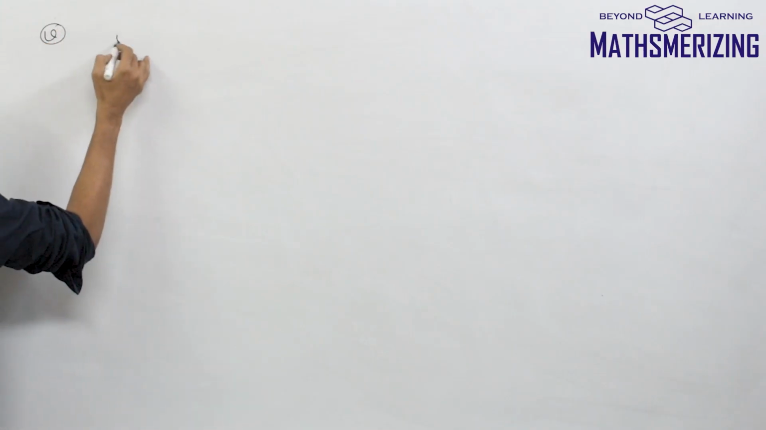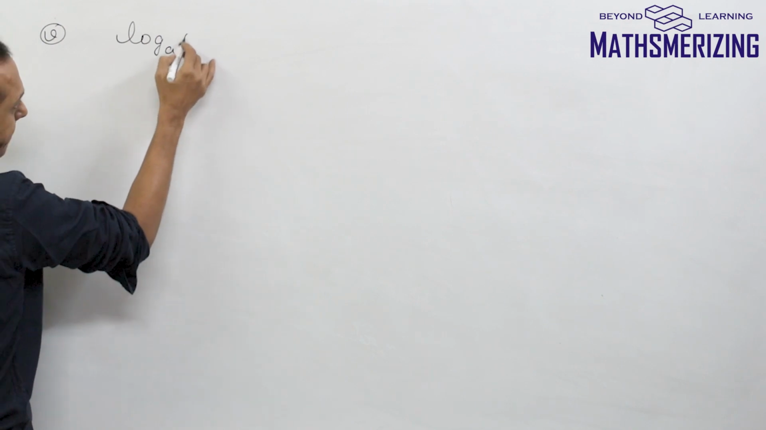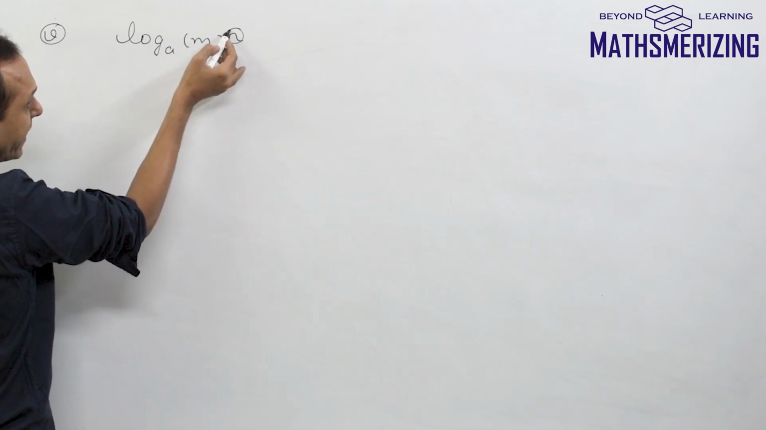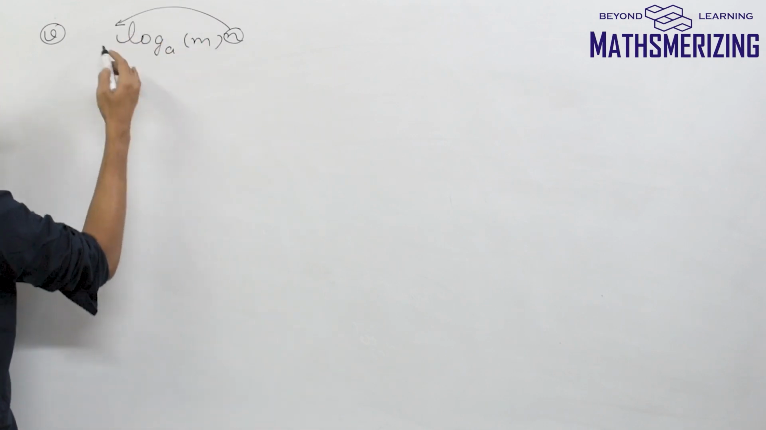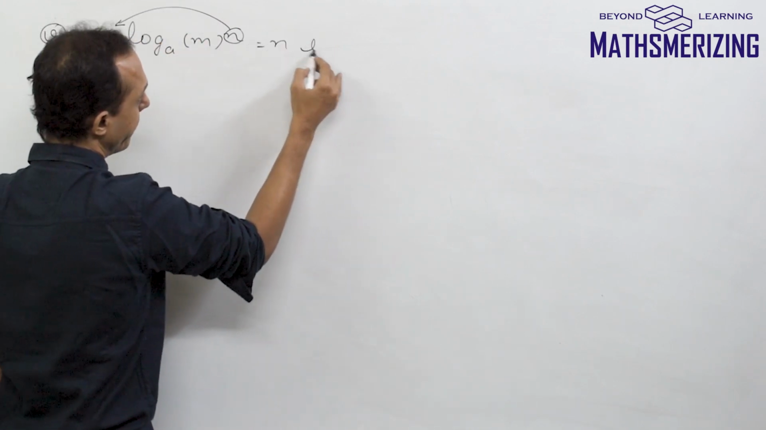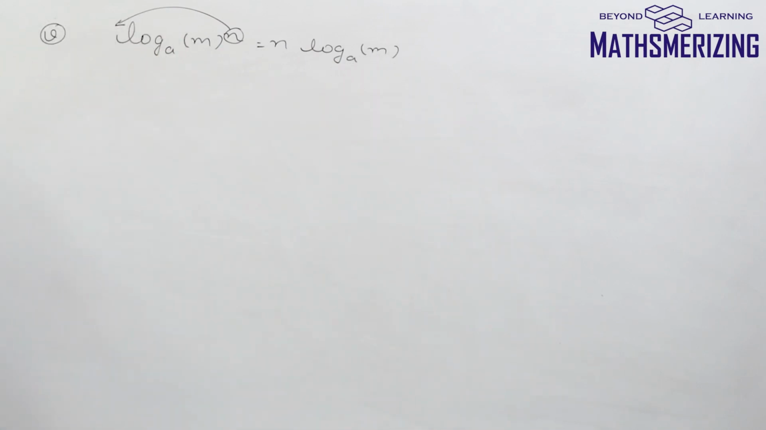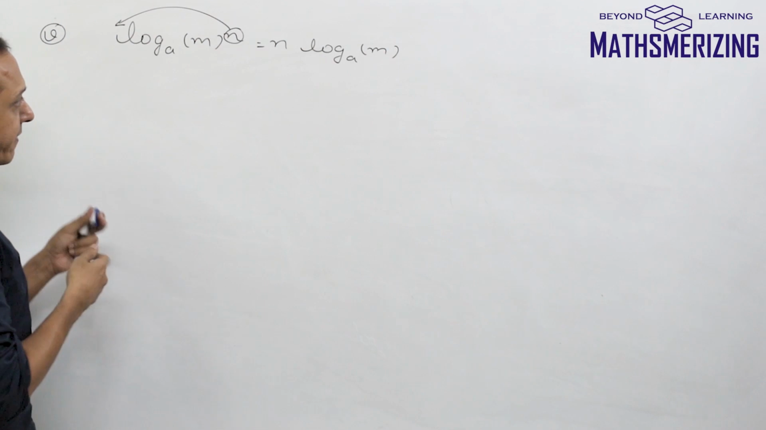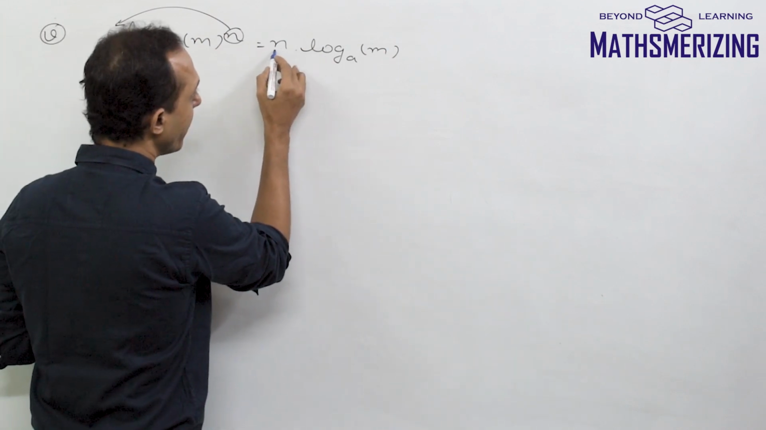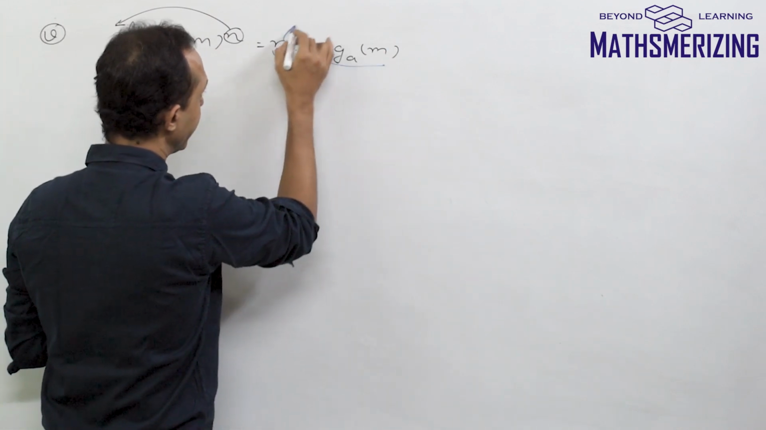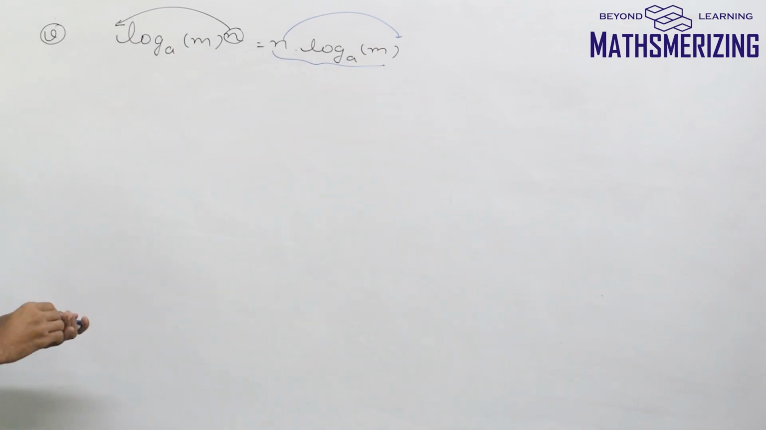Now the fifth property is log m to the power n. Now here we have m raised to the power n. So the property says I can take this n out. I can simply write it as n, and this is log m to the base a. We can also use this property the other way around. So if I have n log m base a, I can take this n to the power of m.